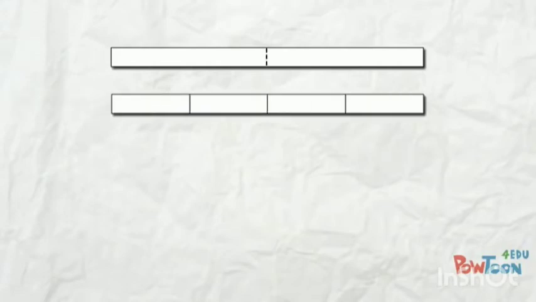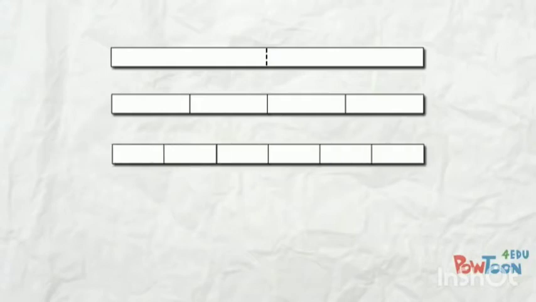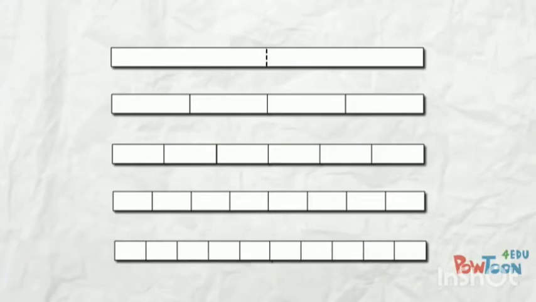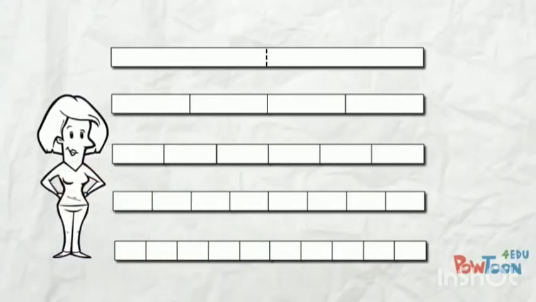Here's a whole one. Let's fold it to make 2 halves. This whole is in quarters. This is in sixths. This is in eighths. And this is in tenths. Let's colour in 1/2 of it. 1 part out of 2.